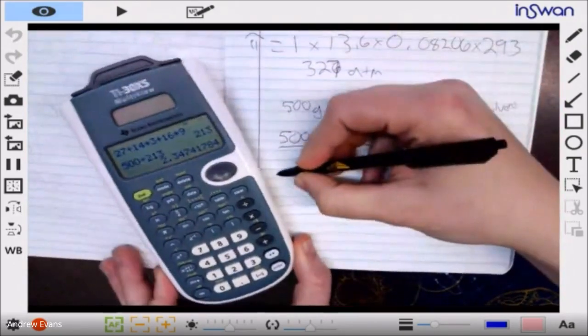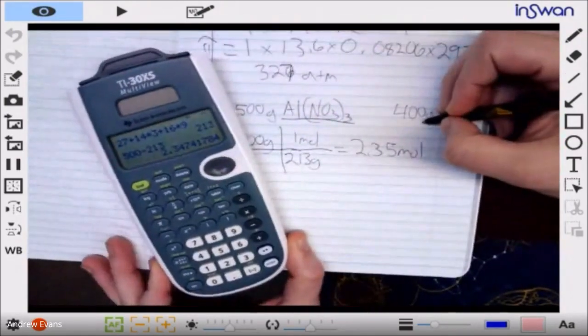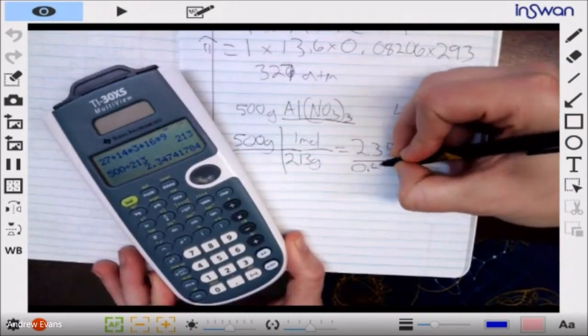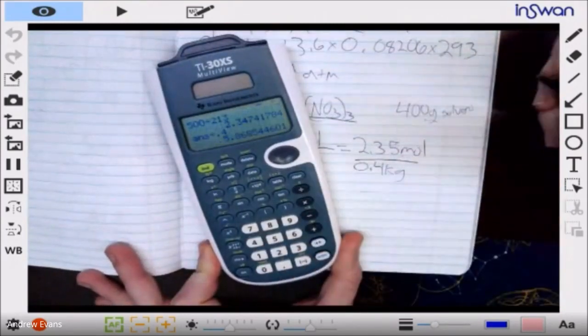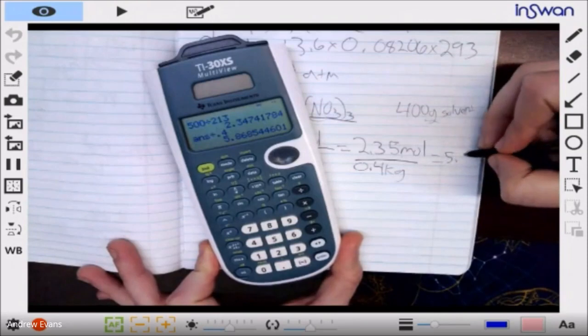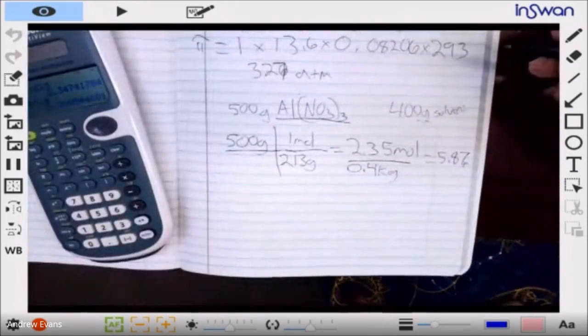When we calculate molality, it's moles divided by kilograms of solvent. So how many kilograms? 0.4 kilograms. That gives 5.87 molality for our first one.